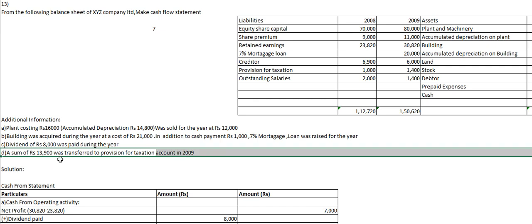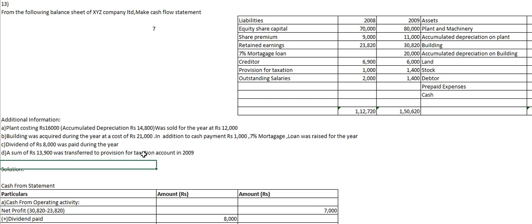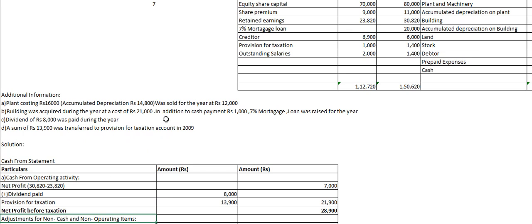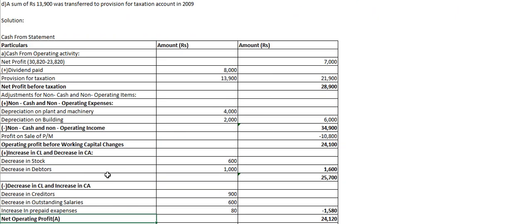Next, a sum of rupees 13,900 was transferred to the profit and loss account for provision for taxation in the year 2009. So if it's a transfer from the profit and loss account for the current year, it will be by profit and loss account, which will be credited in your provision for taxation ledger account, which is 13,900. It will also be added in your net profit in order to calculate the net profit before taxation. So let's move on to the solution part of it.